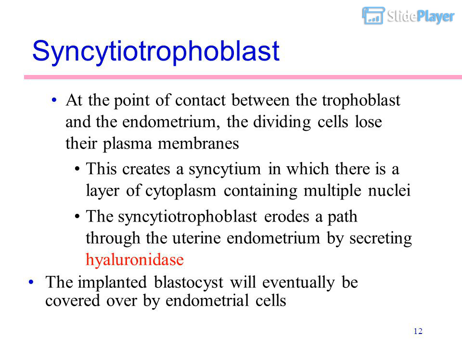Syncytiotrophoblast. At the point of contact between the trophoblast and the endometrium, the dividing cells lose their plasma membranes. This creates a syncytium in which there is a layer of cytoplasm containing multiple nuclei. The syncytiotrophoblast erodes a path through the uterine endometrium by secreting hyaluronidases. The implanted blastocyst will eventually be covered over by endometrial cells.